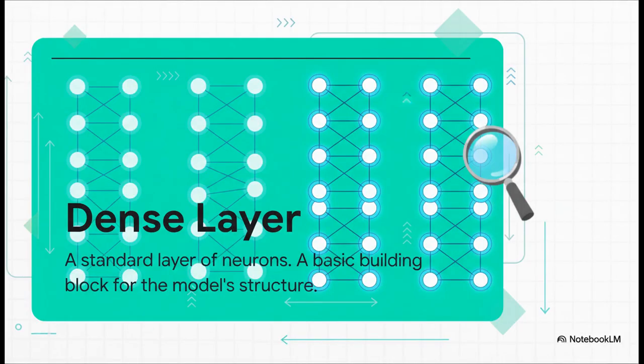Okay, so what are these layers actually made of? Well, most of the time, they're going to be dense layers. This is your basic fundamental building block. All it means is that every neuron in one layer is connected to every single neuron in the next. It's the real workhorse of any simple neural network.